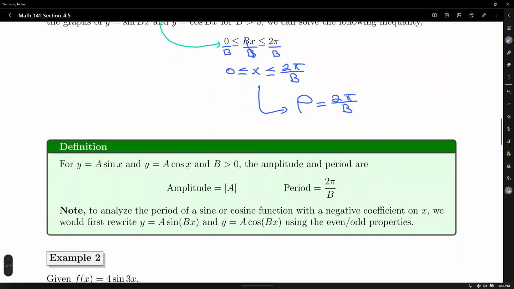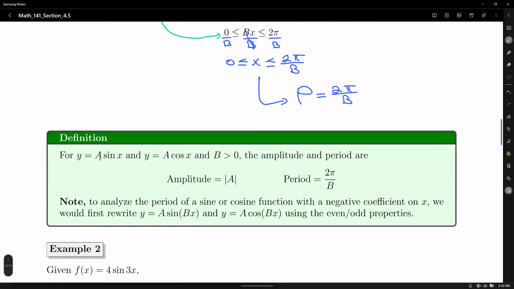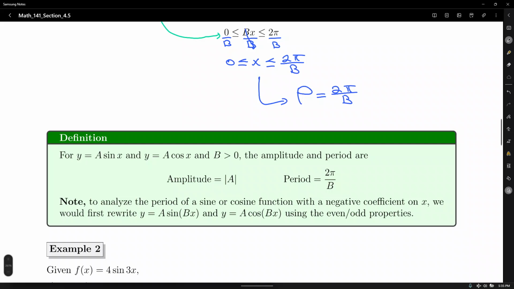Well, all this is summarized in this definition box below. That is, for the functions y equals a sine x and y equals a cosine x, and b being greater than 0, well, actually there's a little typo here, so you might want to fix your notes. This should have read y equals a sine bx and y equals a cosine bx. I forgot to type the b.